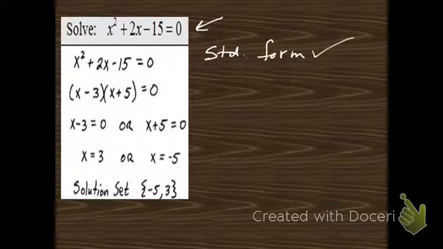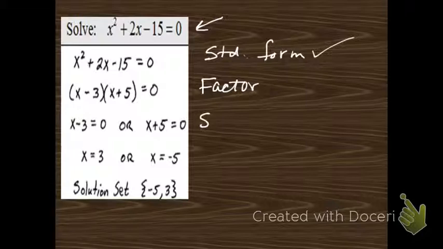All right. Next, you factor. And again, remember the keys for factoring. We're looking for two numbers we can multiply together to get negative 15, but add up to positive 2 in the middle. So here we've chosen negative 3 and positive 5. So x minus 3 times x plus 5 will give me my x squared plus 2x minus 15.